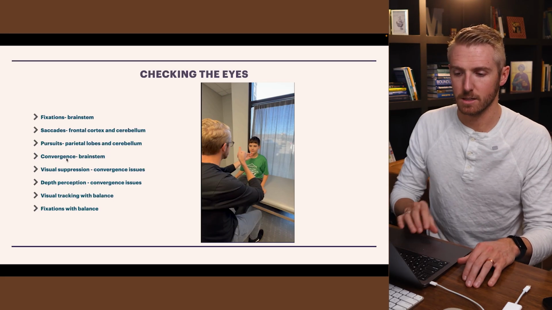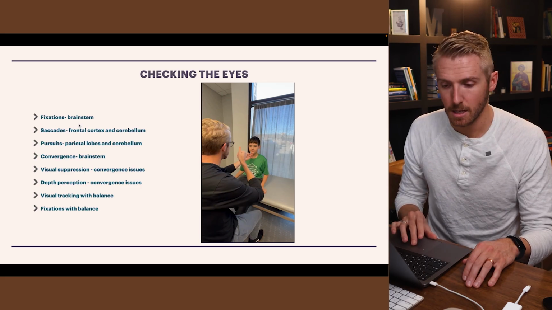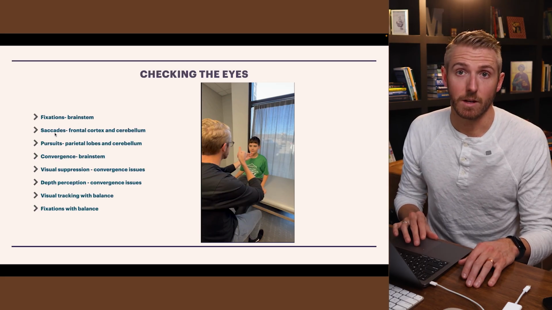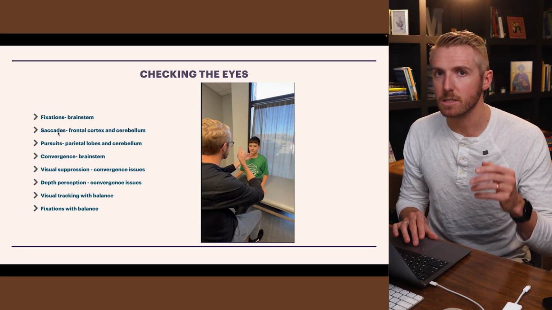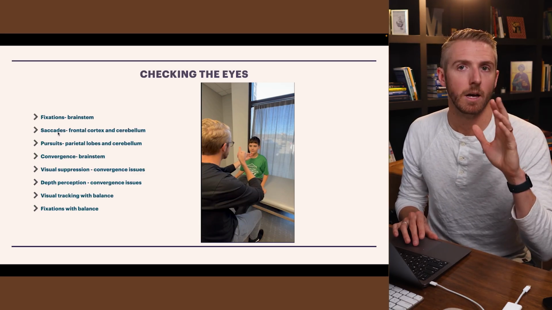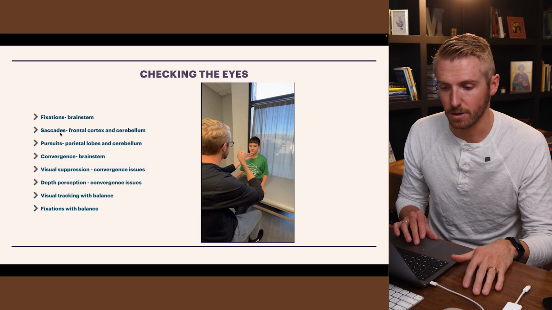Then we have, so fixations are from our brainstem. So if they can't fixate, we're going to have a brainstem issue. Therefore, we're going to have primitive reflexes. We may have vagal issues. We may have trigeminal issues. We may have all the brainstem stuff that we already learned about.